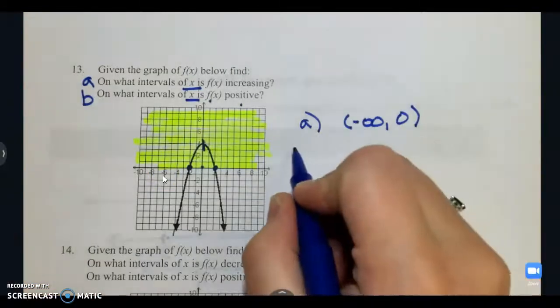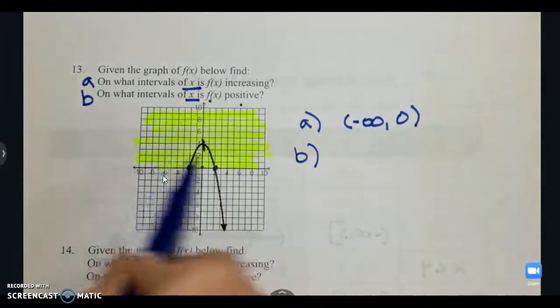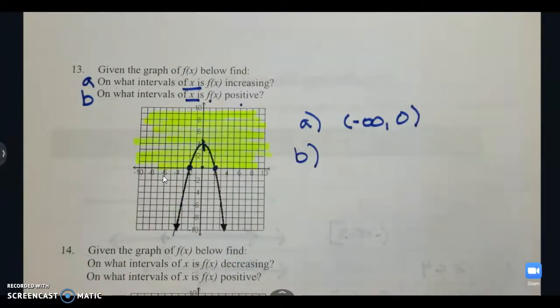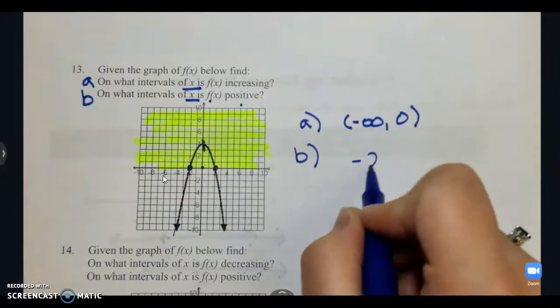Again, for part B, we are looking at what x values give me values of my function that are above the x-axis, that are in this highlighted area. And that is from -2 to +2. Those are the x values.